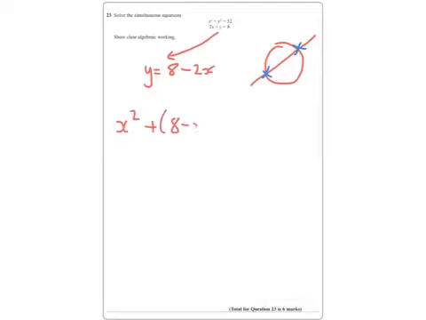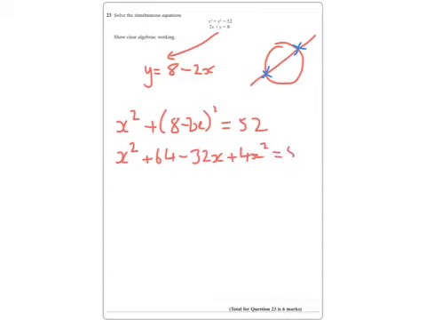So wherever I see y, I put 8 minus 2x, squared, equals 52. Now I've only got x's involved, which is excellent. No pun intended there at all. Plus 64 minus 32x, so I'm multiplying out the brackets now, plus 4x squared equals 52. I'm then going to simplify everything, so 5x squared minus 32x plus 12 equals 0.